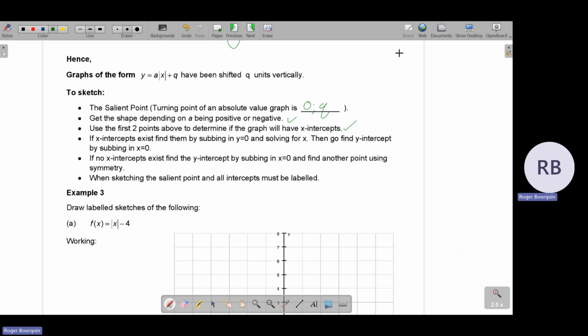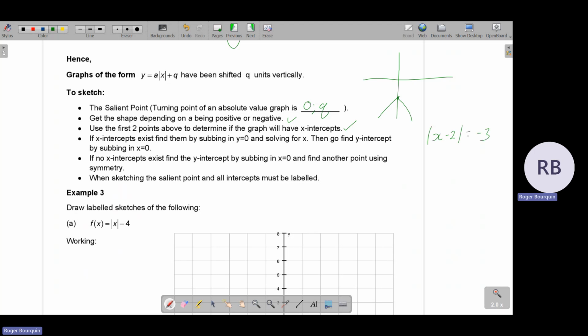Sometimes, once you've got your salient point, I would plot the salient point. If you have an absolute value graph, now you've got the salient point over there, and it's got this shape. Will it have x-intercepts? No, so you don't have to bother to go find them. If you do try to find them, you'll end up with this situation: something like absolute value of x minus 2 is equal to negative 3, which has no solution.